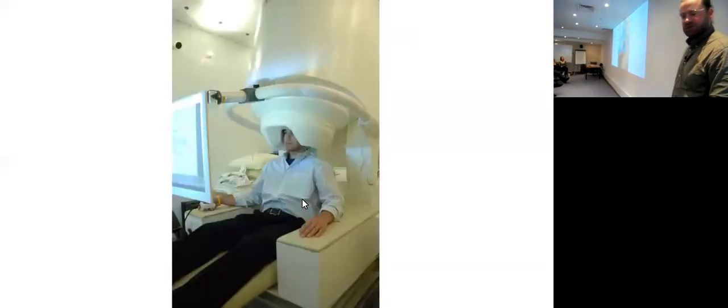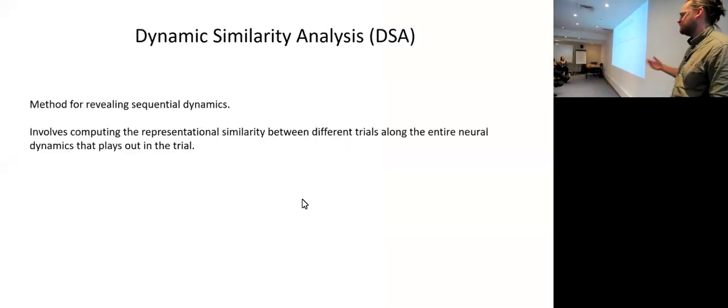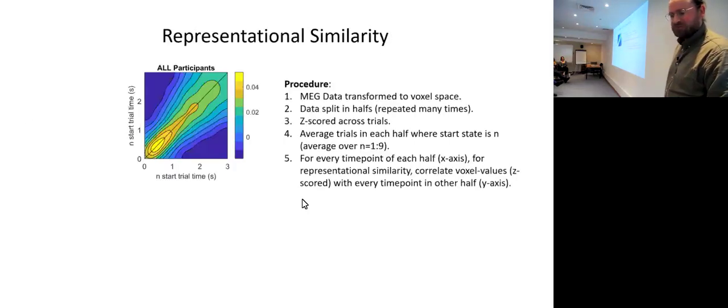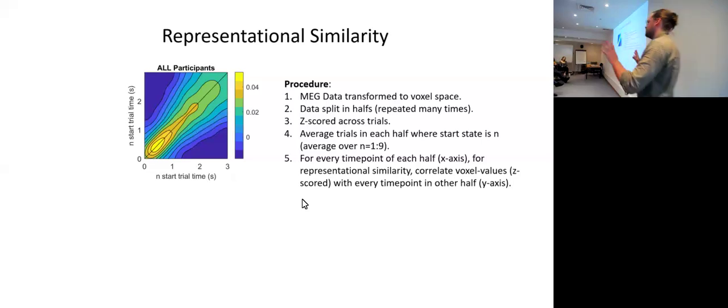So we're going to now look at some MEG data, and what we're going to use is what we call a dynamic similarity analysis, which is just building on a lot of stuff before. It's essentially like an RSA, where we look at the representational similarity between different trials, but now we're going to do it along the entire neural dynamics that plays out during a trial. But let's start simple, and let's just talk about representational similarity. So I'm just going to tell you how to go about this sort of analysis.